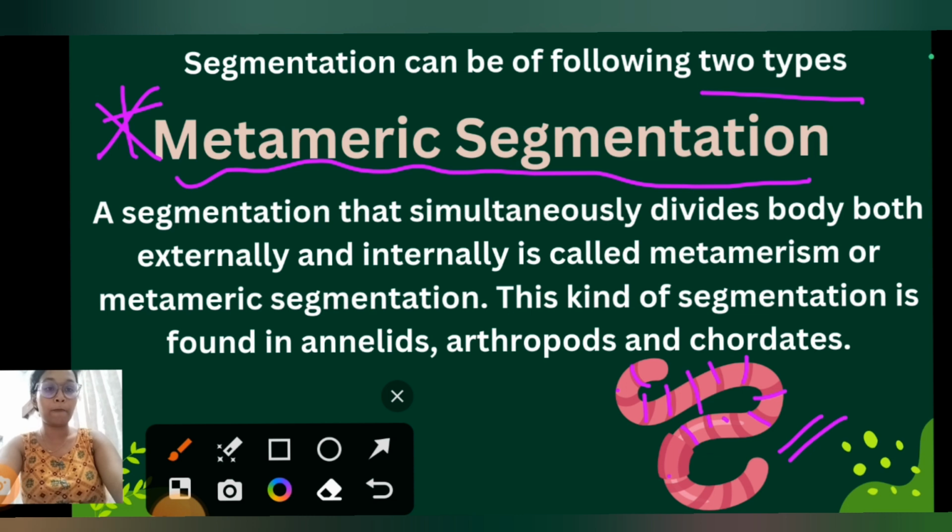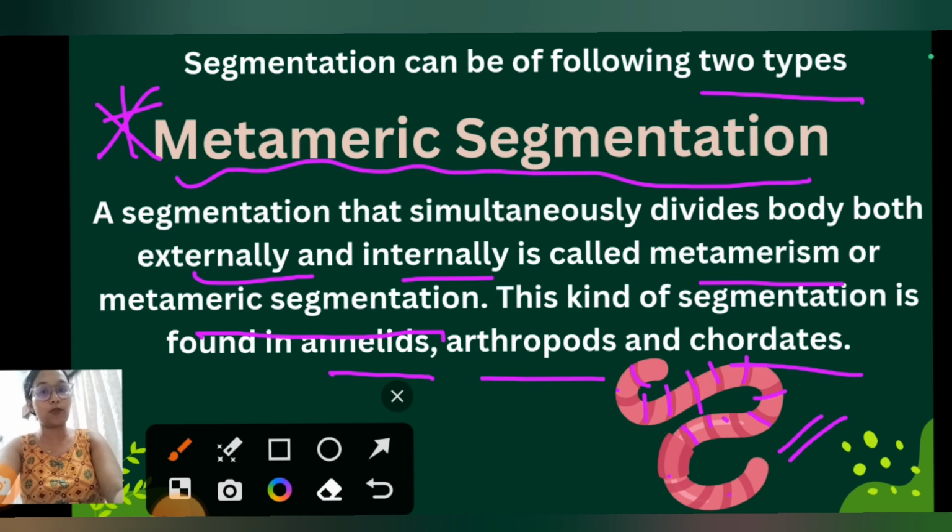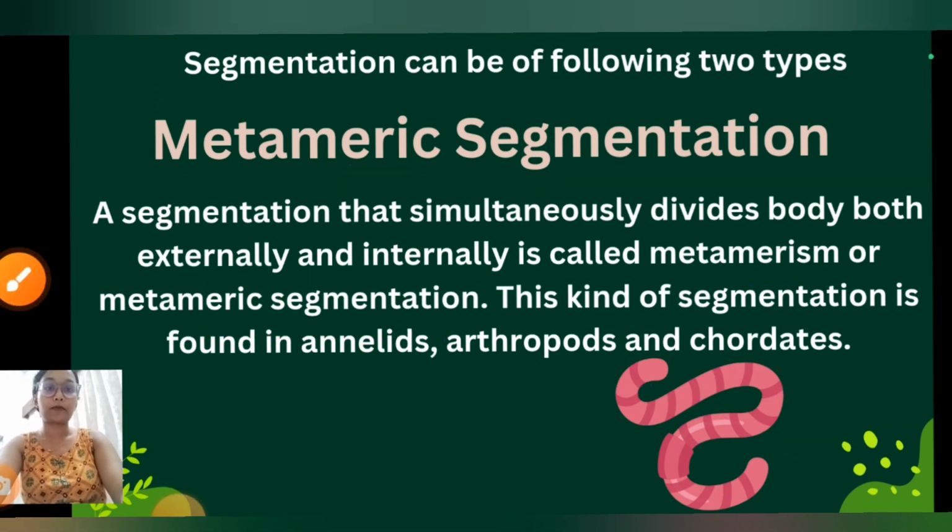Metameric segmentation is a segmentation that simultaneously divides the body both externally and internally. The body is divided into metameres, and that is called metameric segmentation. This kind of segmentation you can see in annelids, arthropods and chordates. Both internally and externally it is divided. Is it clear? Metameric segmentation.